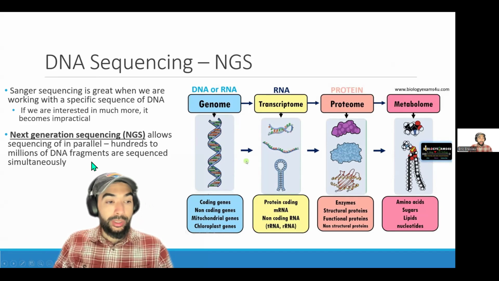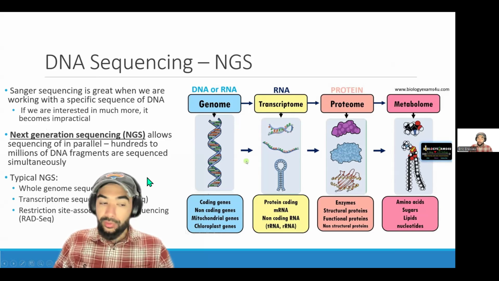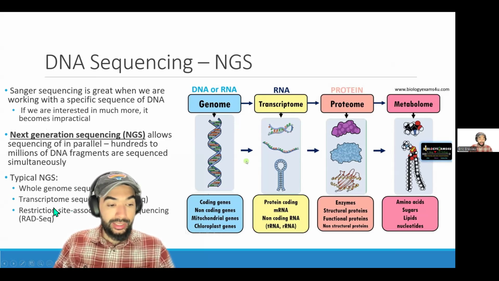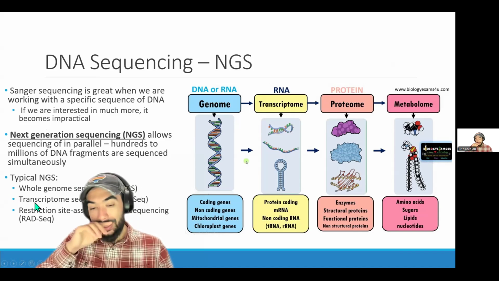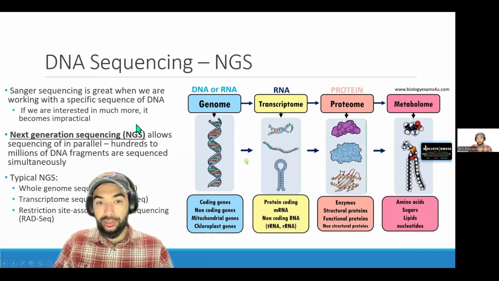That's when something else called next generation sequencing comes into play, where we're able to sequence large amounts in parallel, making it quicker and cheaper. There are different types. We have whole genome sequencing as a type of NGS, transcriptome sequencing or RNA-seq, another type of NGS, and then RAD-seq, which uses restriction sites, another type of NGS.